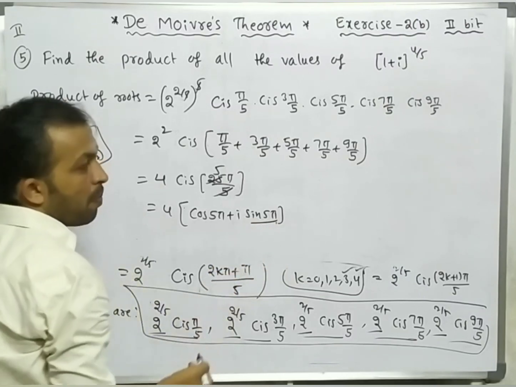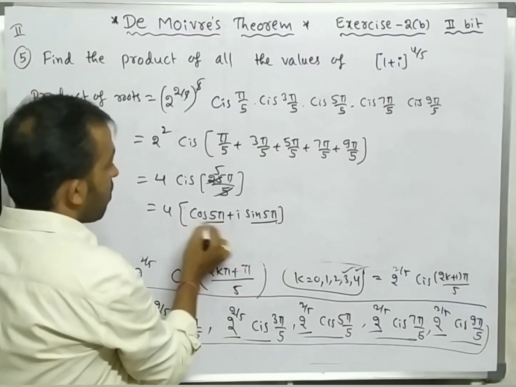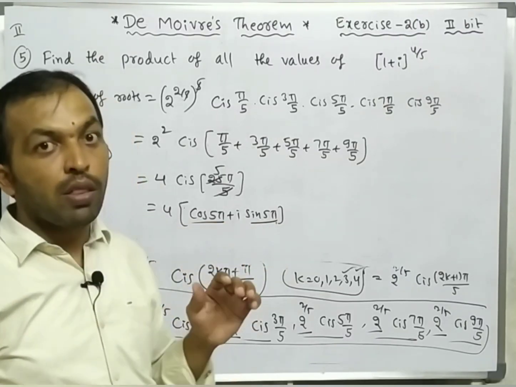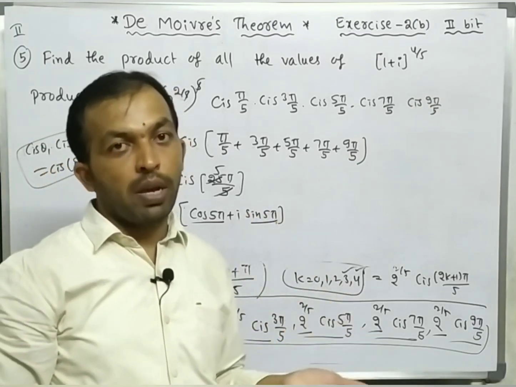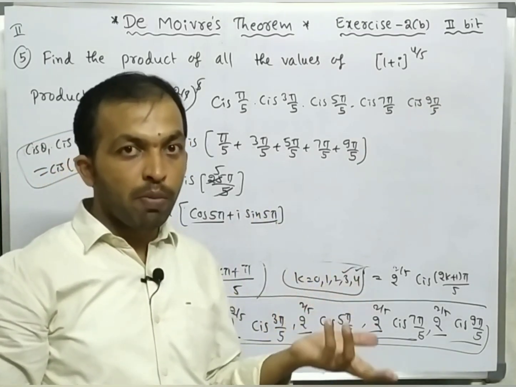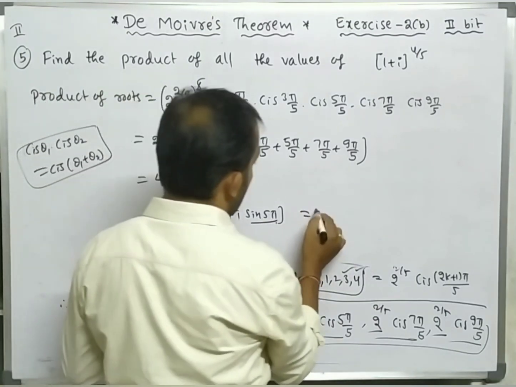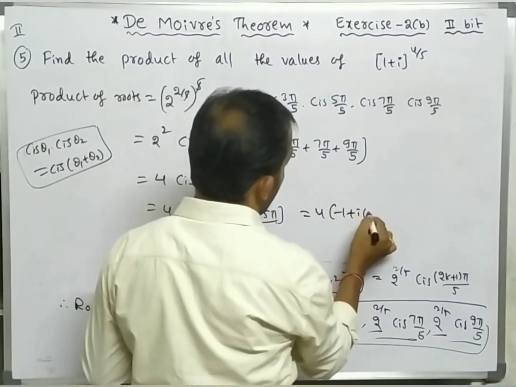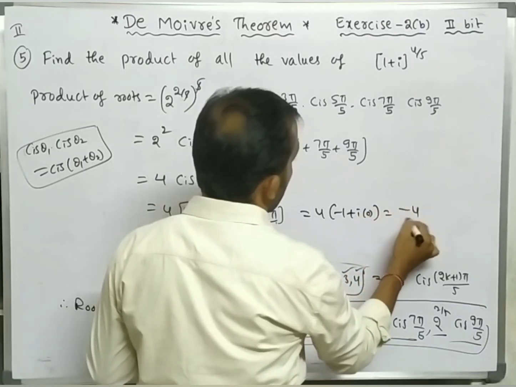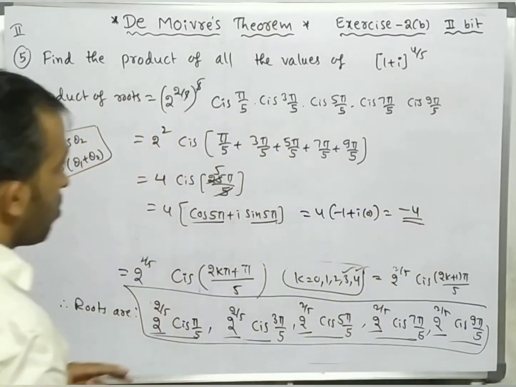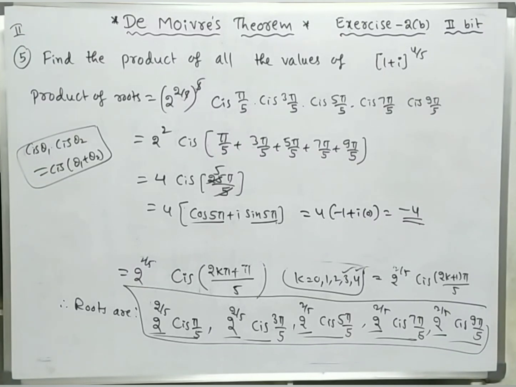So the sin 5 pi value is 0. Cos 5 pi means cos of (4 pi plus pi), and cos of (4 pi plus pi) means cos pi. The cos pi value is minus 1. So this is equal to 4 into (minus 1 plus i into 0), that is minus 4. So the product of the roots is minus 4.